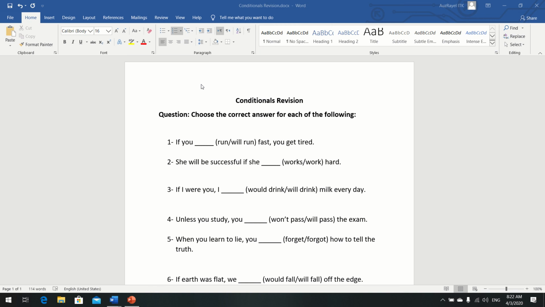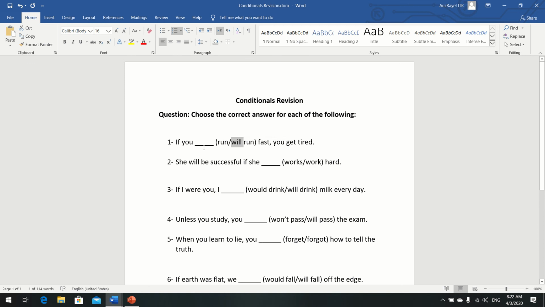So hello again. Here we have some questions regarding the conditionals. The question says, choose the correct answer for each of the following. We have sentences with a space in them, and we need to fill the space with the accurate answer. We have verbs between brackets as well, so we need to choose one of these verbs.